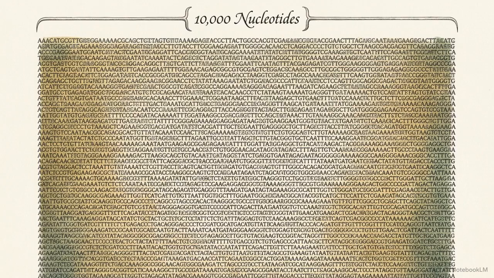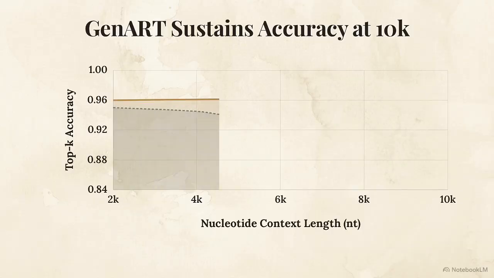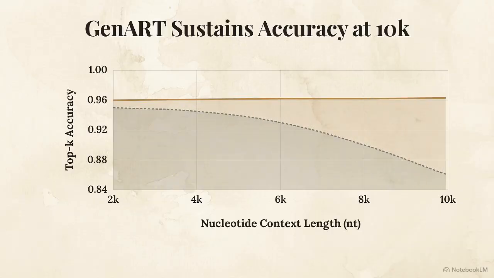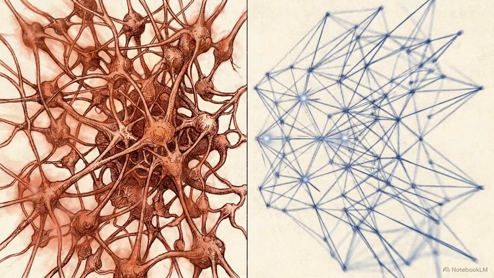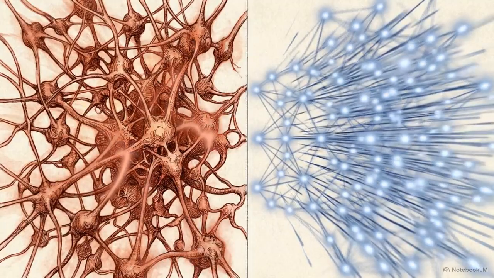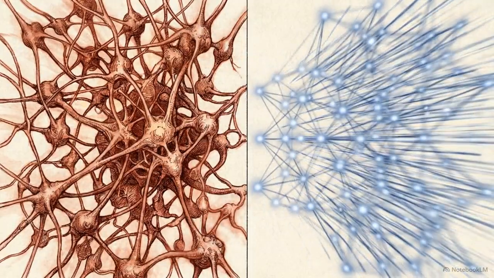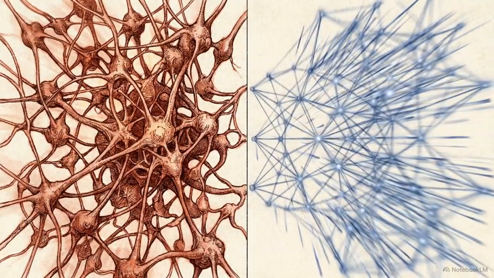This dominance is particularly clear in long context challenges. In the 10,000 nucleotide splice AI benchmark, GenART maintains high accuracy where larger models lose the signal. These benchmark victories strongly suggest that intelligent architectural precision can effectively overcome the sheer need for brute force parameter scaling.